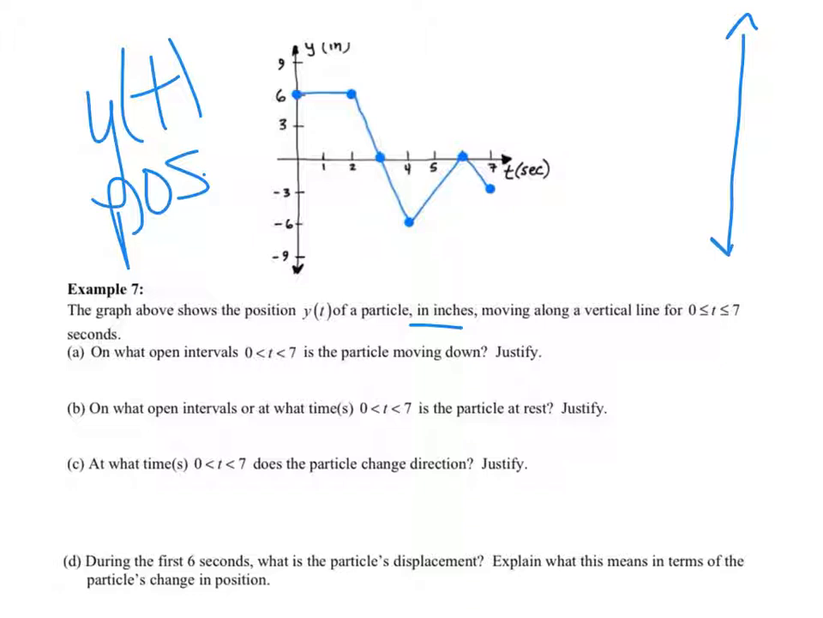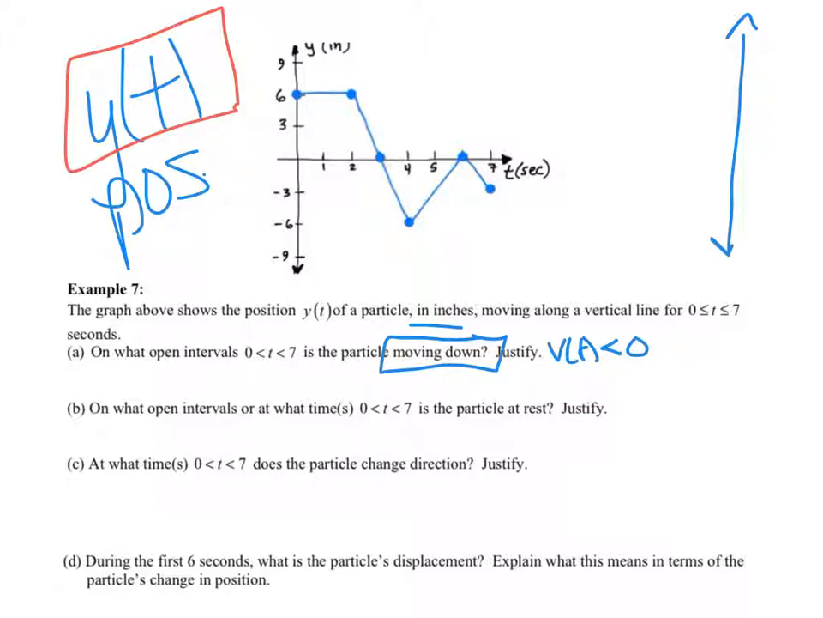So A says, on what open interval is the particle moving down? So again, anytime I see movement, I have to be thinking velocity. So in my gut, I'm saying my velocity has to be less than 0. Well, now I have to say, okay, who am I staring at? This happens to be position. So if I want velocity, what am I going to look at on the position graph? Hopefully you've said it, you're going to look at its slope. So I'm looking to see when my slope is negative. So I would say from 2 to 4 and 6 to 7. And again, that's when v of t is less than 0.